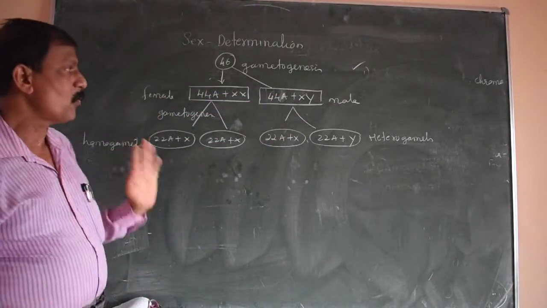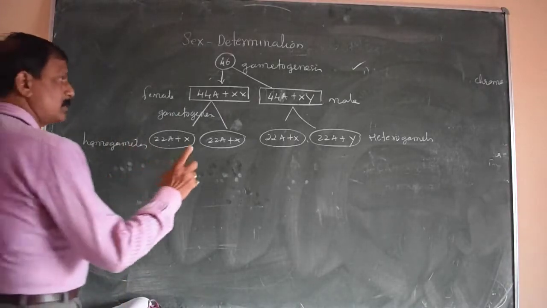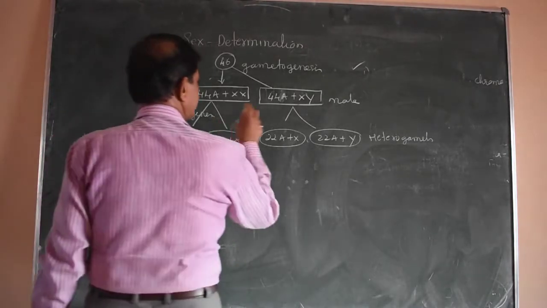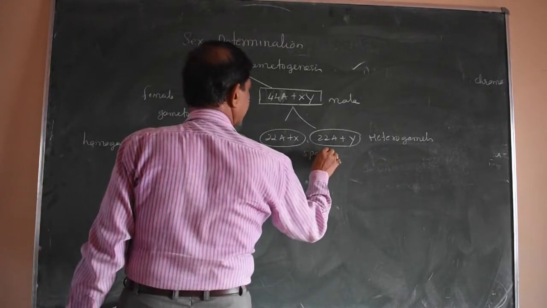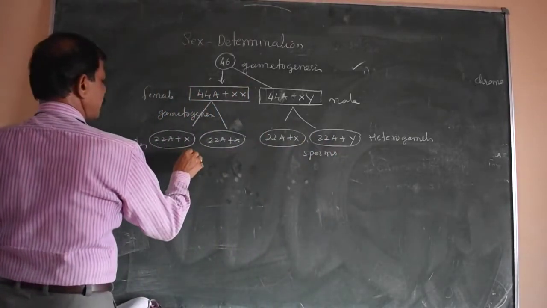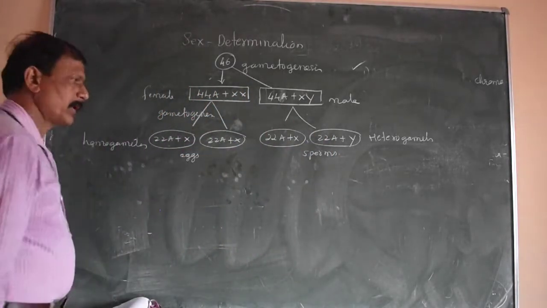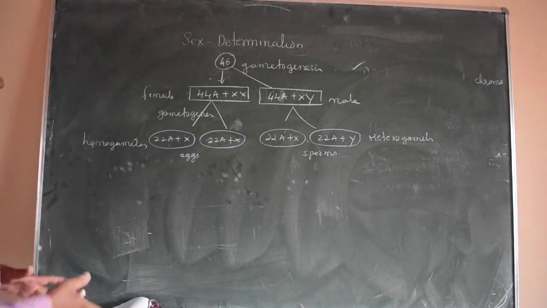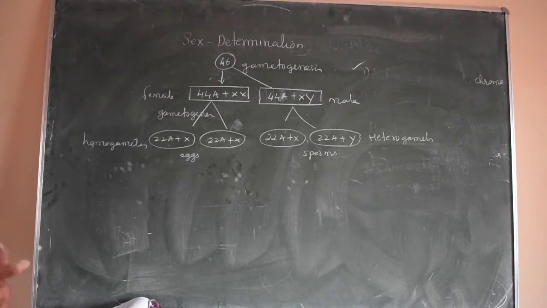In female all gametes are the same type, because it contains double X, but in male it is one X and one Y. So this is during gametogenesis. Here sperms are formed and here eggs are formed. Now during fertilization, how is the determination of sex taking place?